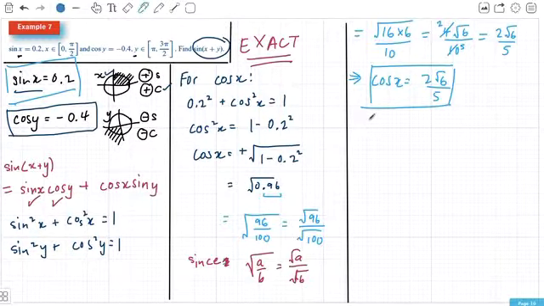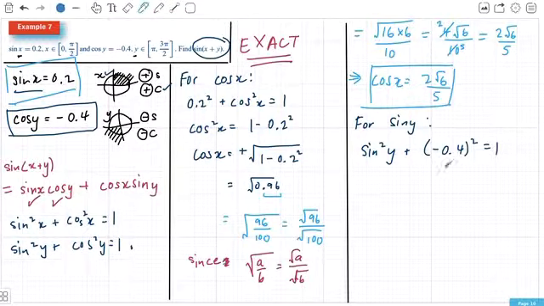So we're going to find sine of y. And we're going to use the same method for this. So we're going to use this expression now here. So sine squared y, I don't know, that's what I'm trying to find. Cos squared y, I know that cos of y is negative 0.4. So I've got sine squared y plus negative 0.4 squared equals 1.